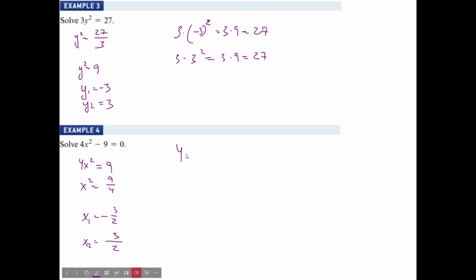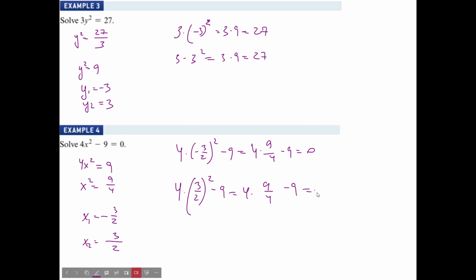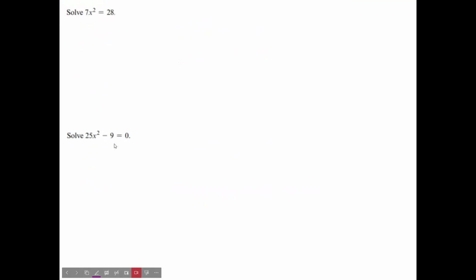If you check, 4 times negative 3 over 2 squared minus 9. So what is it? 4 times, the minus disappears, 9 over 4 minus 9 is 0. Yes? So 4 times 3 over 2 squared minus 9, 4 times 9 over 4 minus 9 is 0. Try this too.